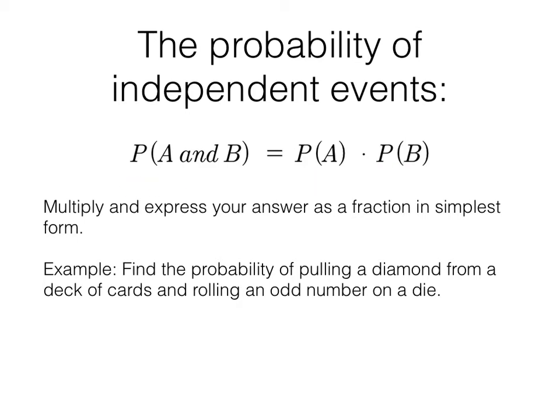All right, example. Find the probability of pulling a diamond from a deck of cards and rolling an odd number on a die. Well, we expressed earlier a diamond from a deck of cards ended up 1/4, or 13 out of 52. So we simplified to 1/4. An odd number on a die. Well, a die has 1, 2, 3, 4, 5, and 6, half of which are odd. And when we multiply, we get 1/8. So you have a 1 in 8 chance of having both of those things happen when you pull the card from the deck and you roll the die.